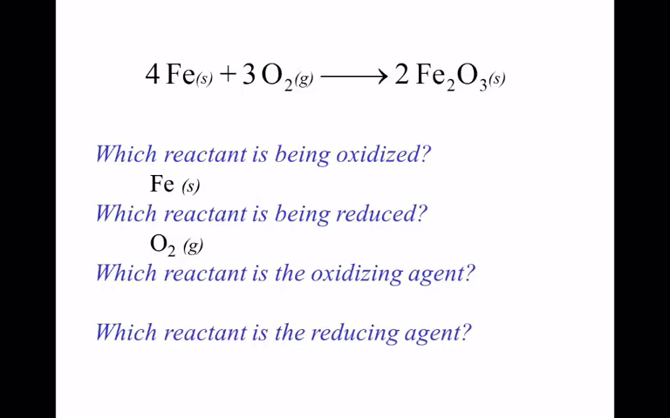And then this is for the mind boggler. With regard to being an agent, which reactant is the oxidizing agent? O2. It is O2. Very good. O2 gas. Which reactant is, with regard to being an agent, a reducing agent? Iron. Yep, Fe solid. The one that's oxidized.